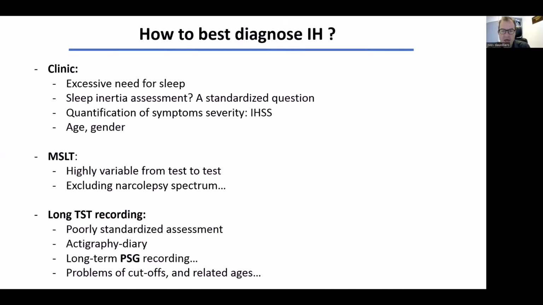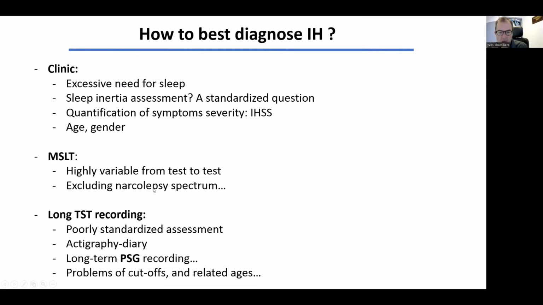So how to best diagnose IH? We need to come back first to the clinical symptoms: excessive need for sleep, sleep inertia, and quantify the symptoms. And I will discuss a scale we developed recently. You need to look for the age and gender effect. The MSLT, you probably need to start with that. But again, it cannot exclude IH.